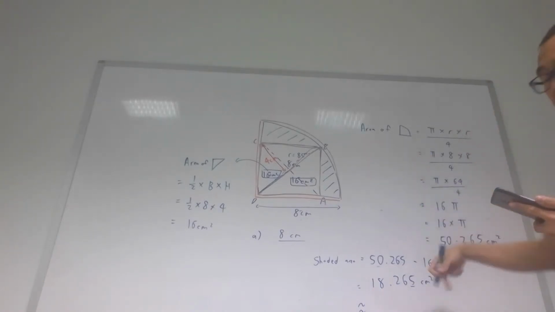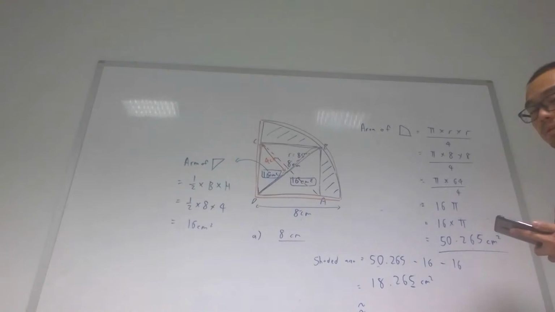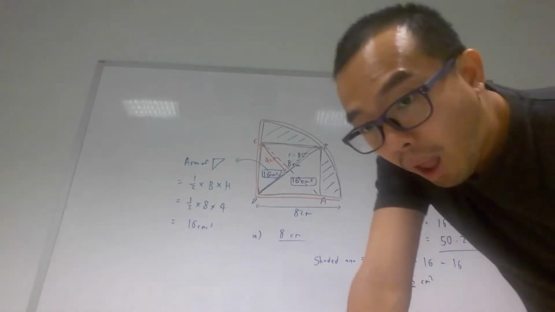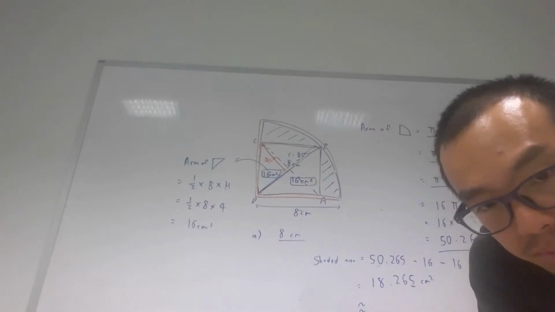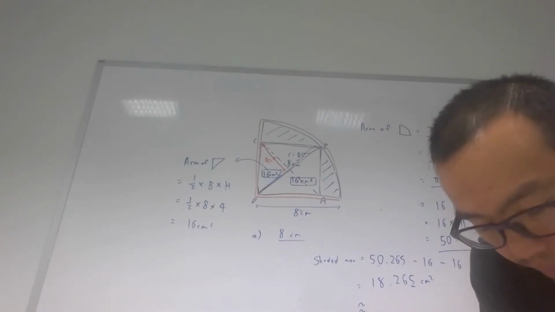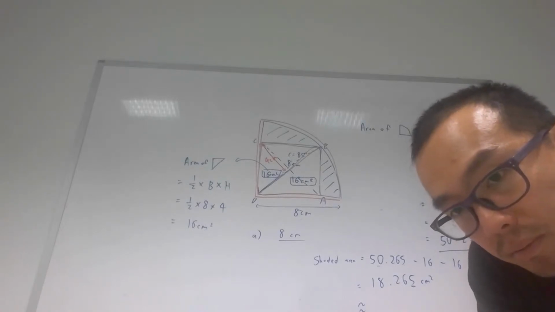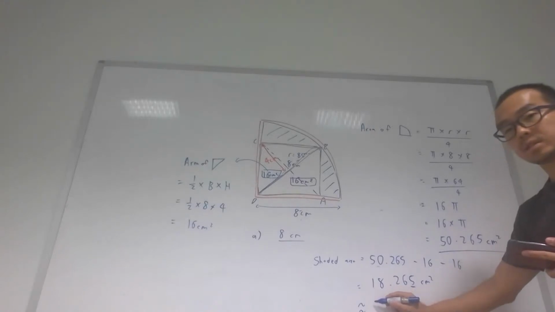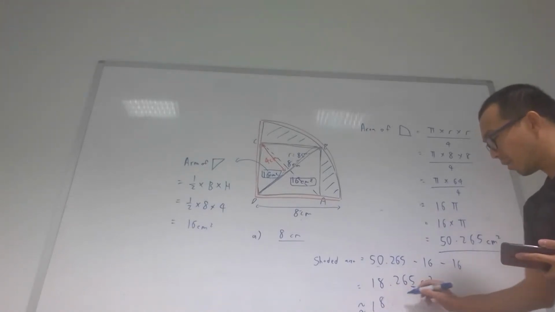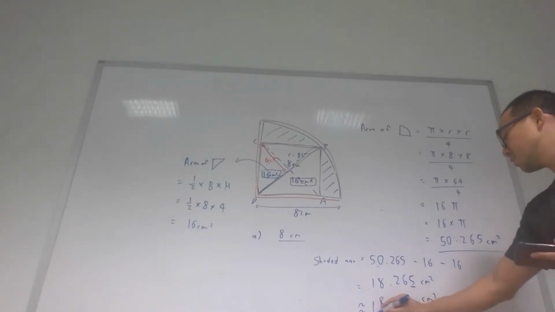And you want it in two decimal places. If 5 is at the end and you want two decimal places, go up or down? Very good. So the answer is 18.27.